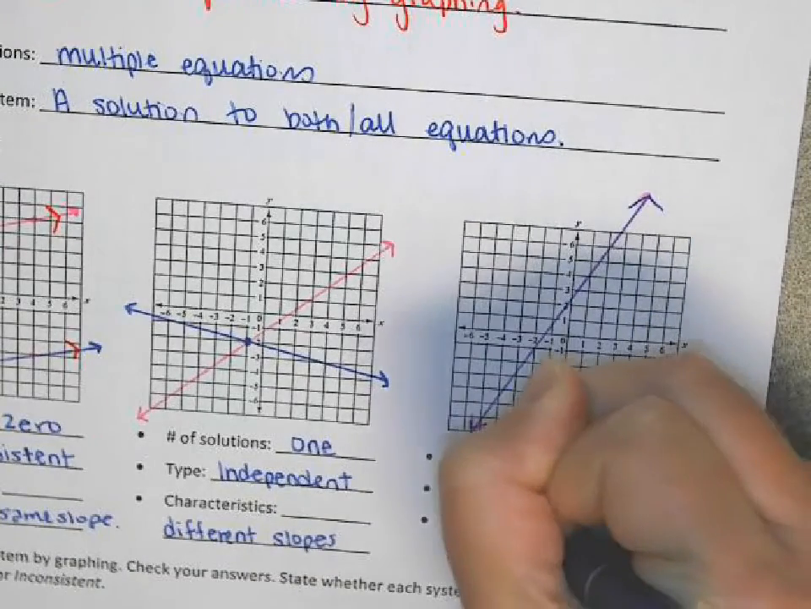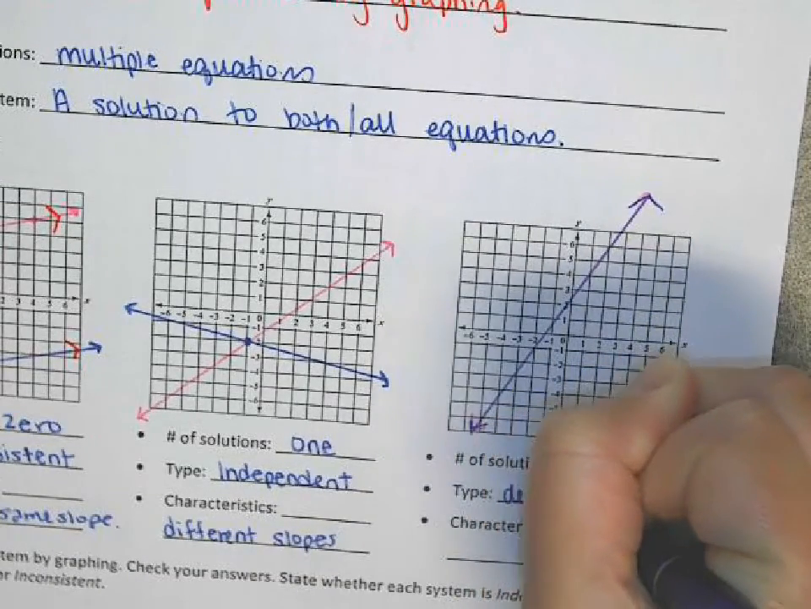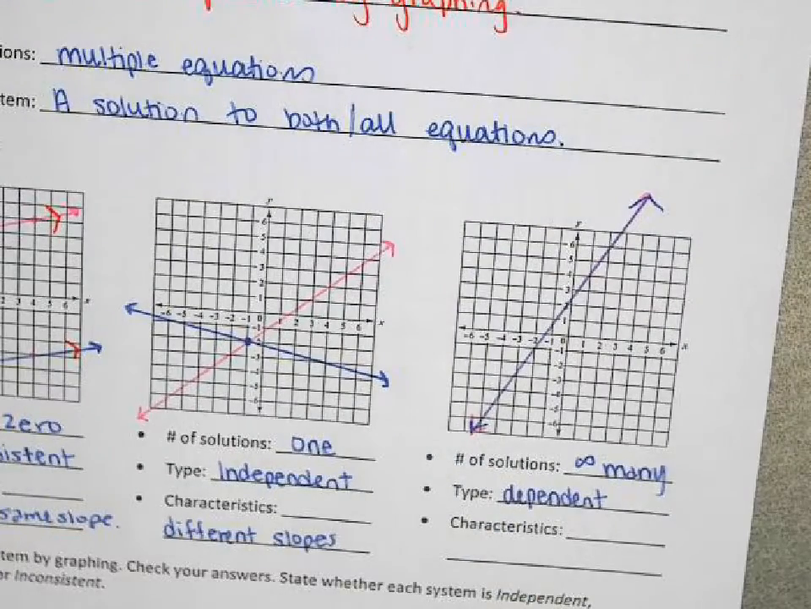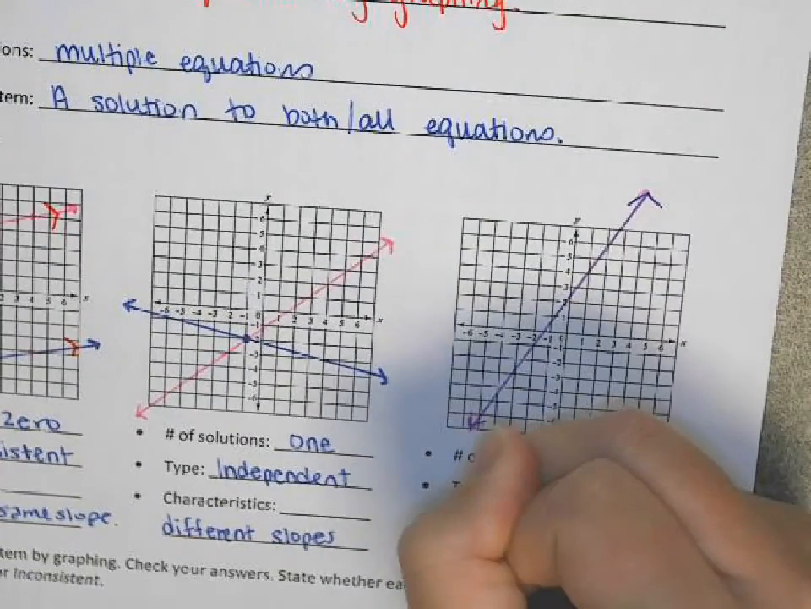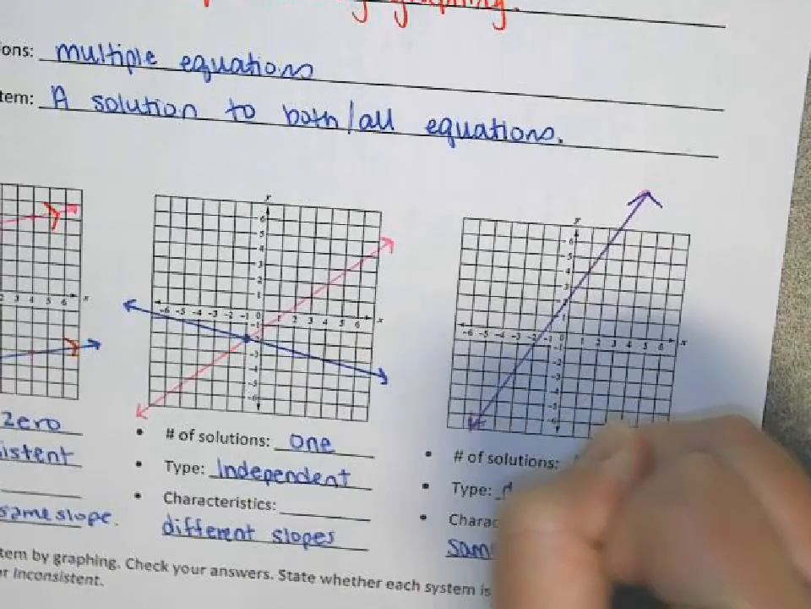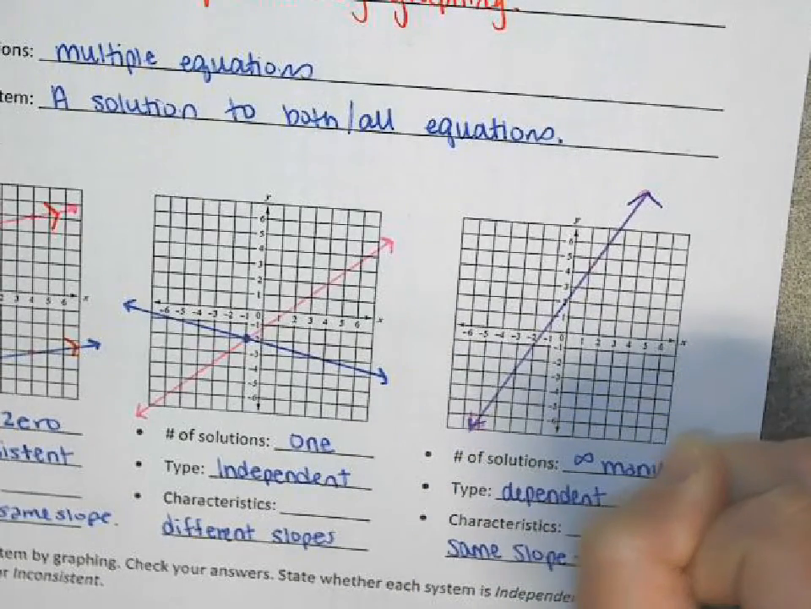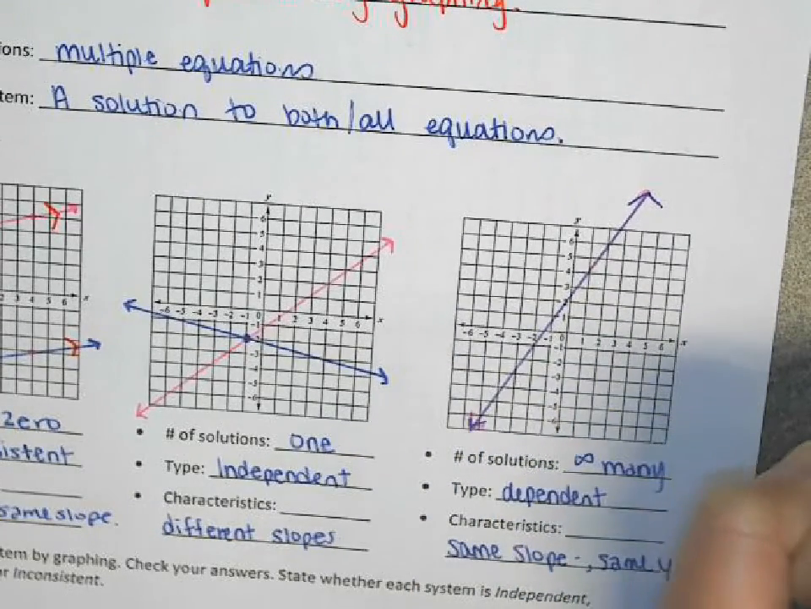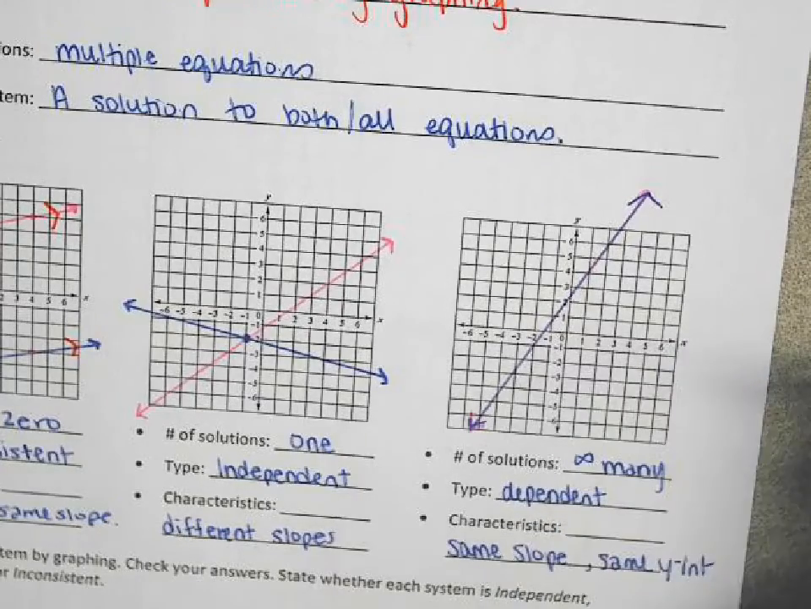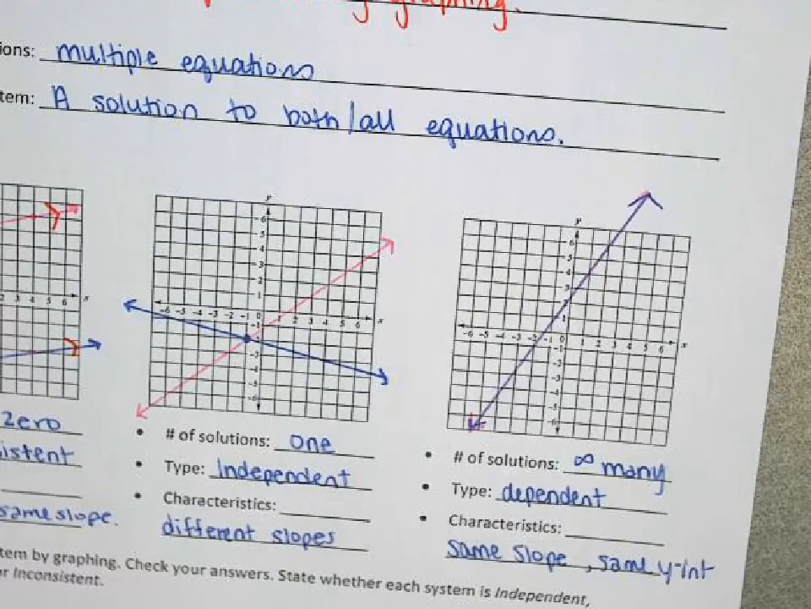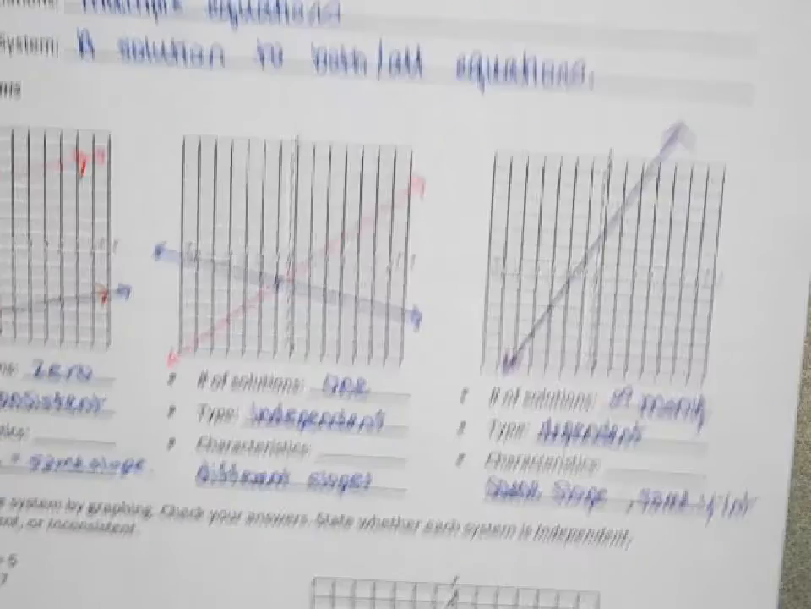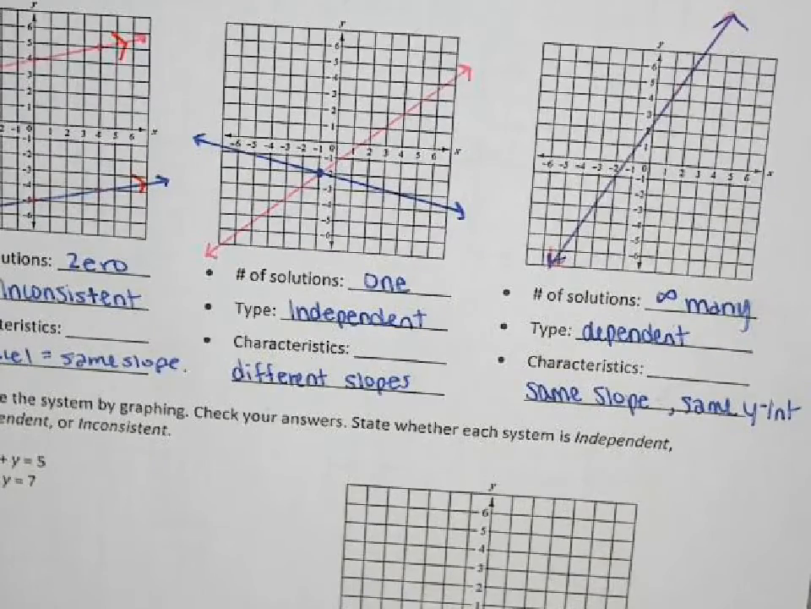Okay, we call this a dependent system. And the characteristics are they have to have the same slope, and they also are going to have the same y-intercept. Because they're going to look like the same equation if you change them both to slope-intercept form, which is usually how we graph. Okay? They have to have the same slope. They have to be the same line. So the same slope, the same y-intercept.